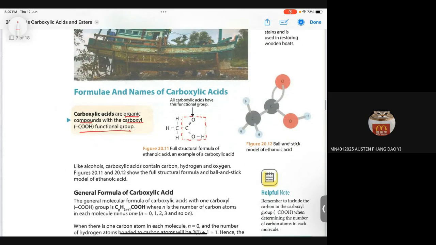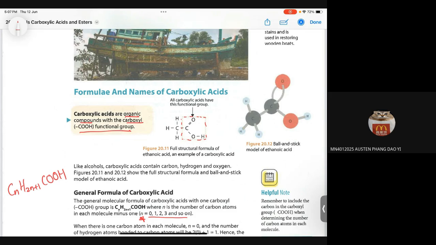I just need you to take note of the general formula. Now, the general formula is CnH2n+1COOH. But I want you to put a star here. Can you see this n equals to 0? So far, we have always started with n equals to 1. But in this general formula, my n starts with 0. Can anyone tell me why? Anyone to give a try? Austin, Kieran, Joachim, Matthew, who wants to give a try?